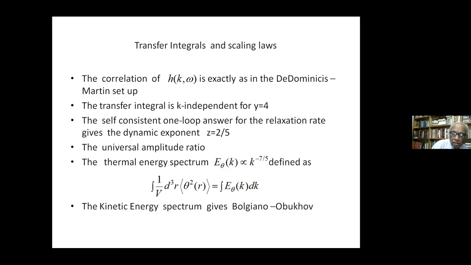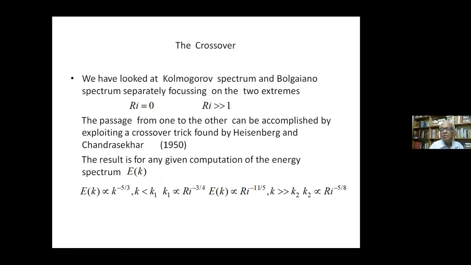But then the final issue: in a finite Richardson number, what are you going to see? That is why we have focused entirely on two different limits. Richardson equal to 0, and Richardson much bigger than 1, where Richardson is completely dominant. The passage from one to the other can be accomplished by exploiting a trick.